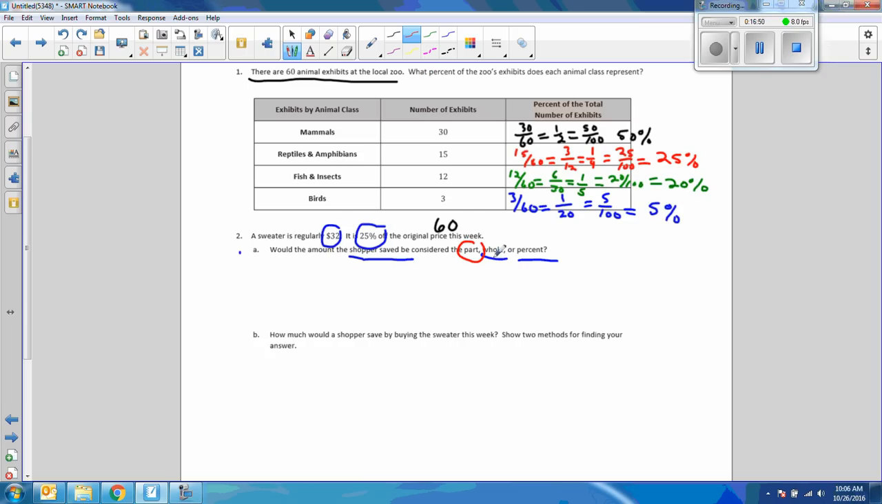Okay? The whole was $32. The sweater is a regular price of $32. That's the whole price, the whole. 25% is the percent. So the only thing left is the part. So it would be the part because 32 is the whole and 25 is the percent. Okay? It would be the part.